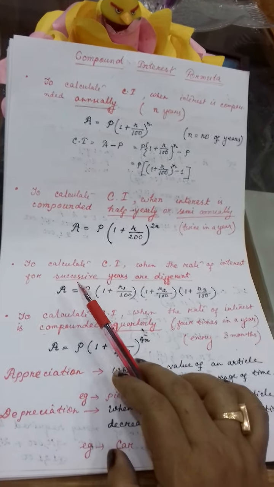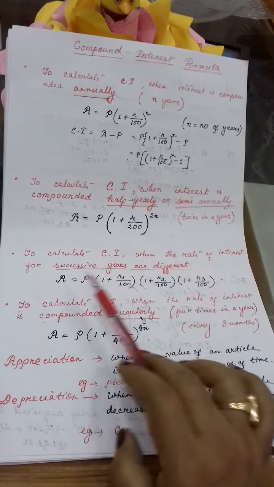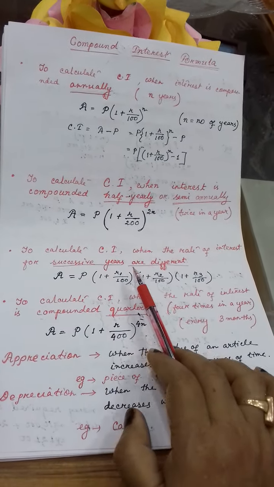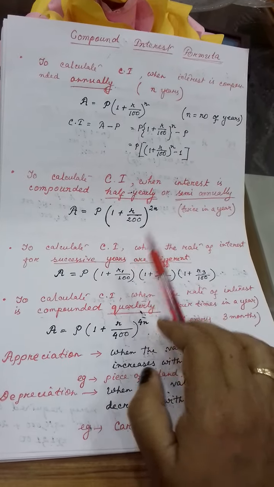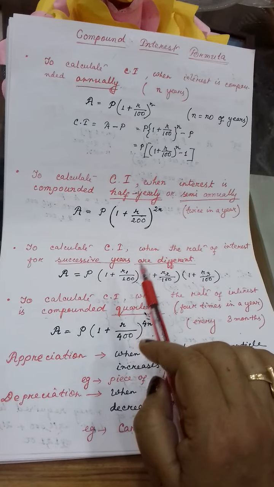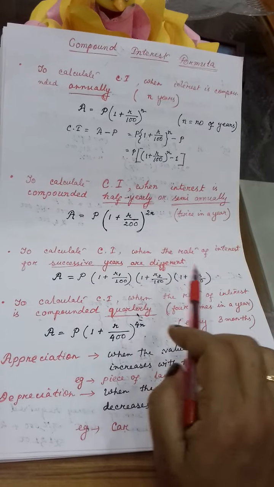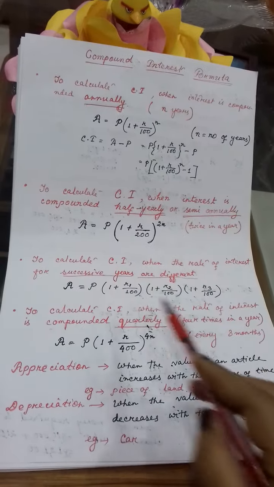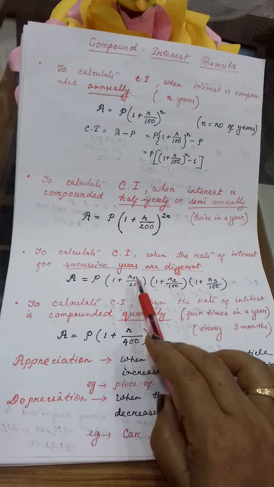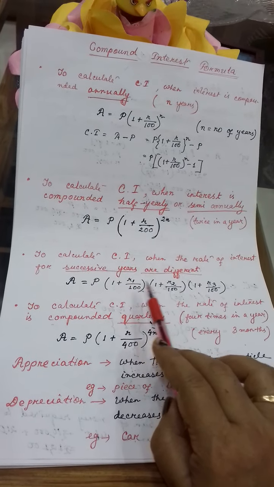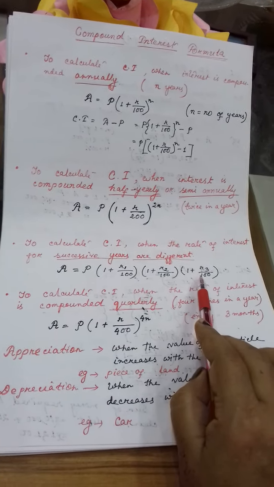Clear? Now next one is to calculate compound interest when the rate of interest for successive years is different. Now in this case it is not related with the time, it is related with the rate of interest. That means each rate of interest will be different, R1, R2, R3. That means if for 3 successive years the rate of interest is different, then you have to apply this formula.